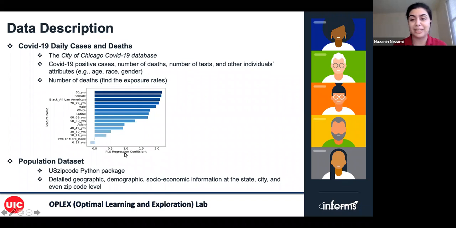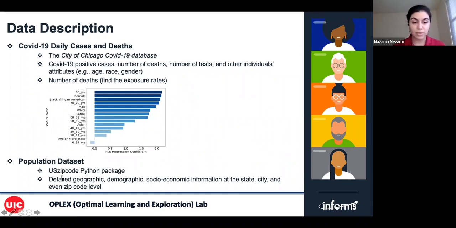This is the result of our PLS regression. If you see, older people and Black African American people tend to contribute more to the total deaths. So for example, this shows how the number of deaths can capture the disparities.